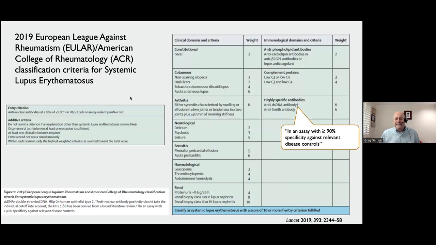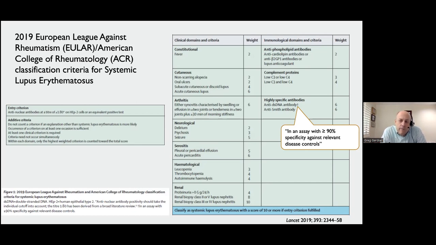So these are the classification criteria for lupus. Classification criteria, as you probably know, are not diagnostic criteria. These criteria are used for clinical studies so that they can classify people and put them into a group. They are helpful to think about, though. And in rheumatology, for some reason, they love points nowadays. Every classification criteria is based on points.